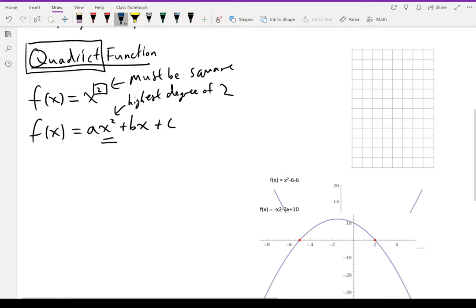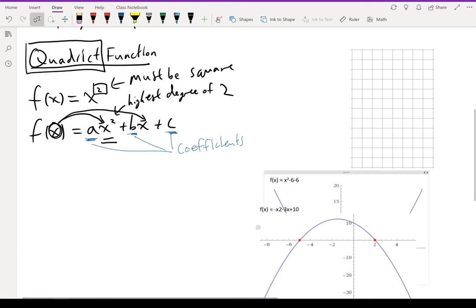Each of these a, b, and c is called a coefficient. They are just numbers. They can be any numbers: a decimal, a whole number, or a fraction, it doesn't matter. And then x is our variable, so whatever we put in here, we substitute into both of these x's. So that is what we call a quadratic function.